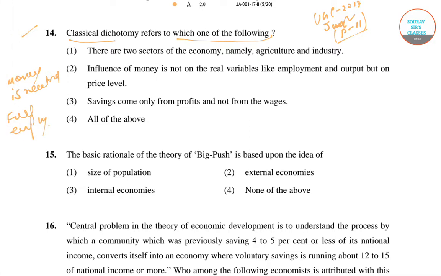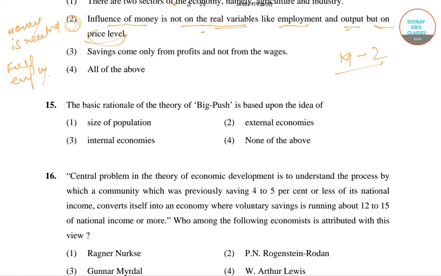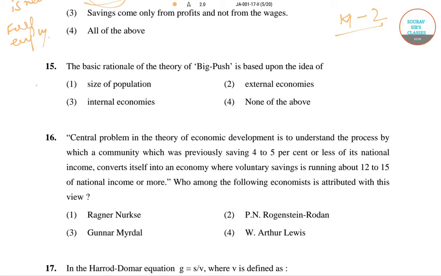So money is neutral and the economy will operate at the full employment level. From here we can say that option 2 is the right answer, that is, the influence of money is not on real variables like employment and output but on the price level. Money has an effect on the price level but not on real variables like employment and output. So for question number 14 the right answer is option 2. Now we'll go to question number 15.